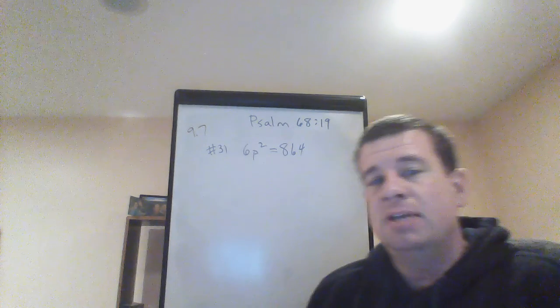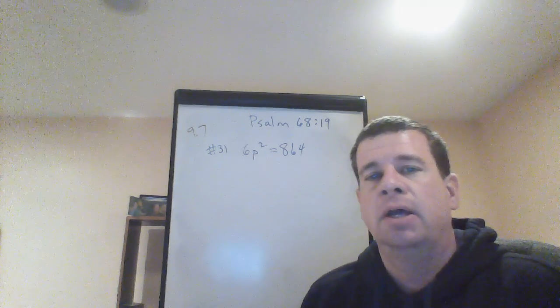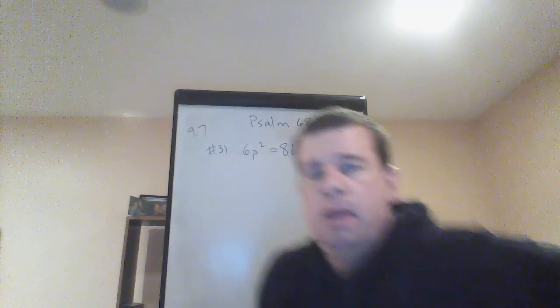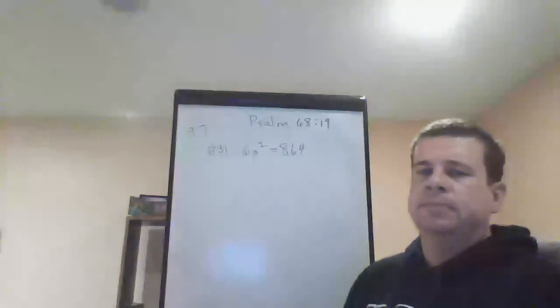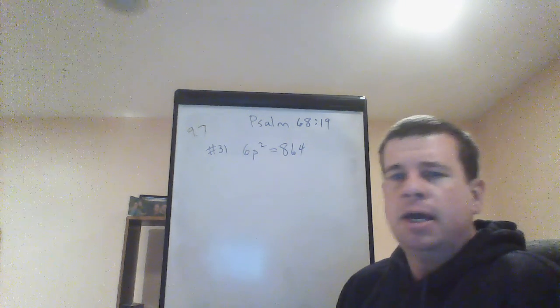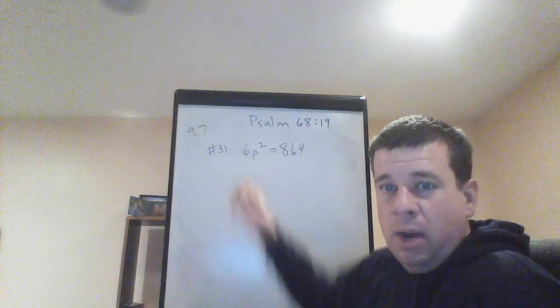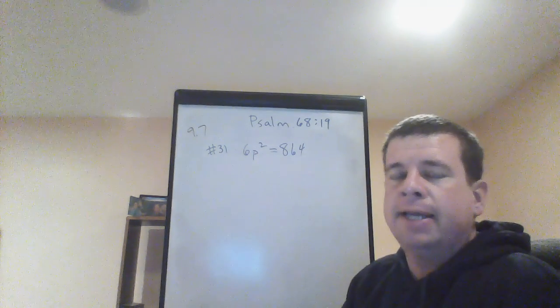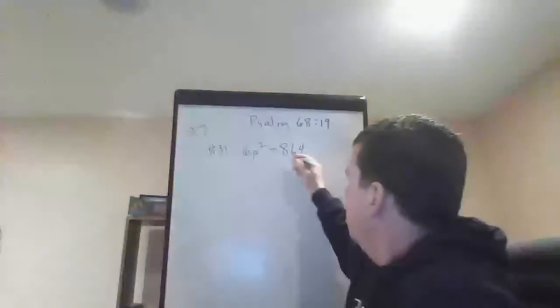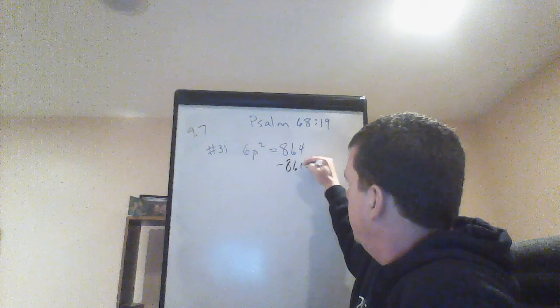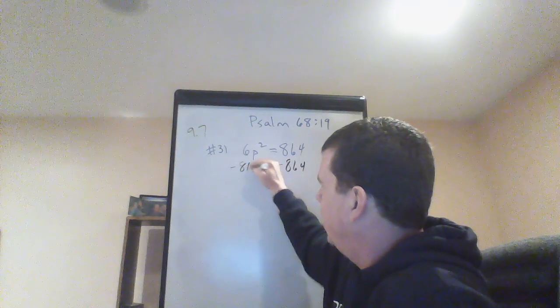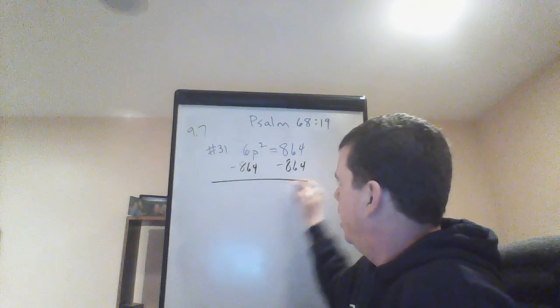31 says 6p squared equals 864. So let's look at how we might solve this. Again, first thing you typically want to do with a squared equation, or what's called a quadratic equation, is get it equal to 0. So I'm going to subtract 864 from each side.